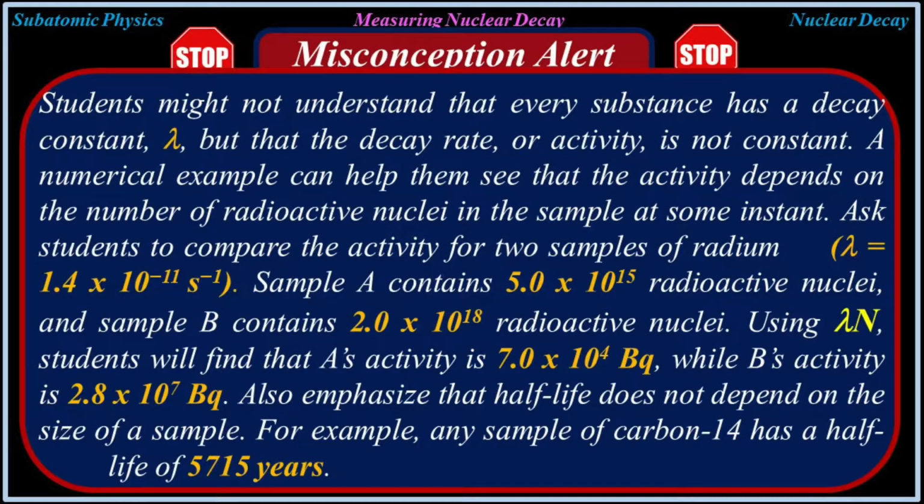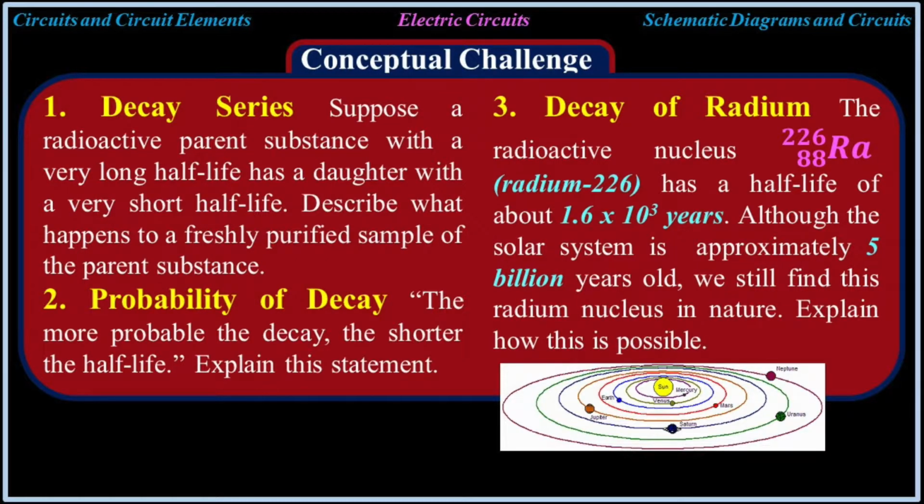Also emphasize that half-life does not depend on the size of the sample. For example, any sample of carbon-14 has a half-life of 5,715 years. Conceptual challenge. Decay series. Suppose a radioactive parent substance with a very long half-life has a daughter with a very short half-life. Describe what happens to a freshly purified sample of the parent substance.